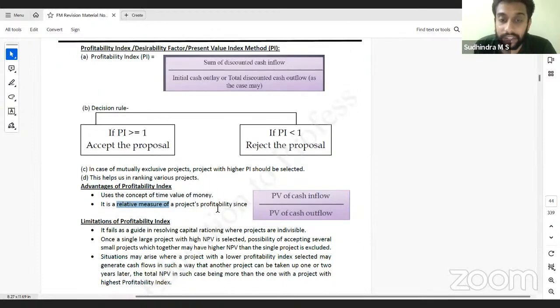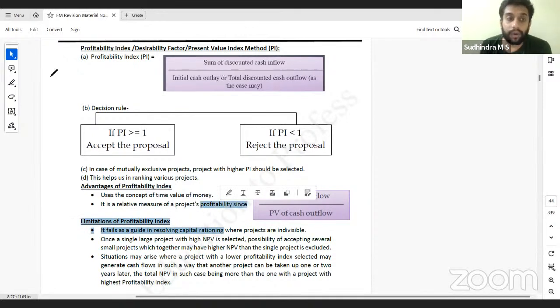Whereas what is the limitation? It fails where projects are not divisible. When projects are not divisible, the inference or conclusion that we get in case of profitability index might not be correct. Once a single large project with high NPV is selected, the possibility of accepting several small projects which together may have higher NPV than the single project is excluded.